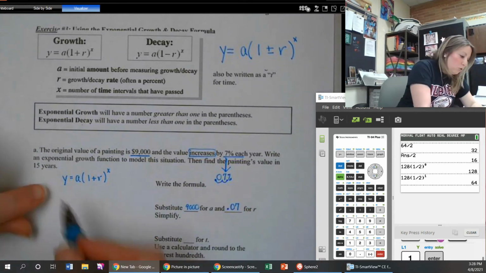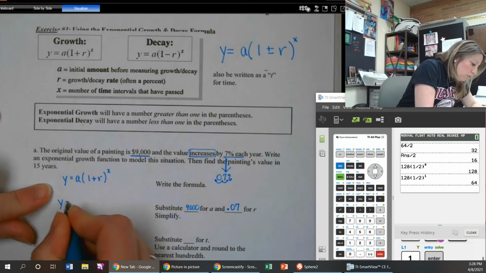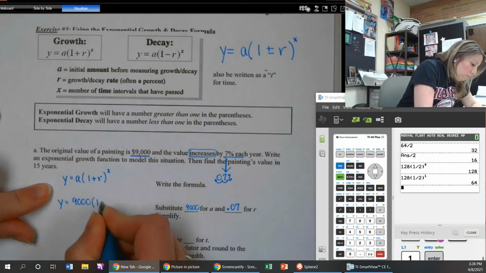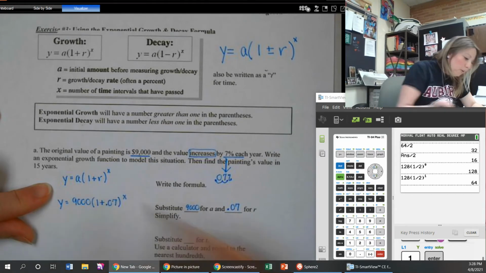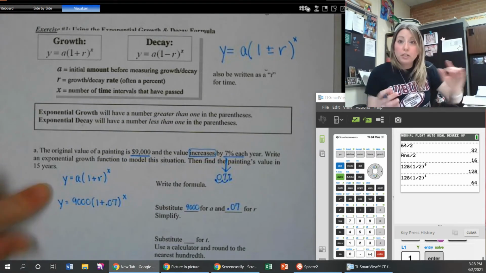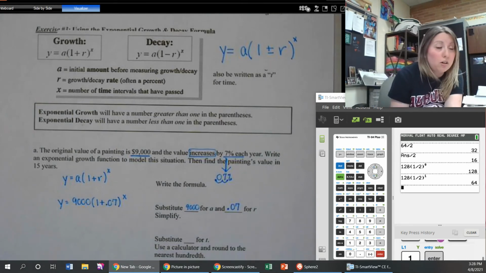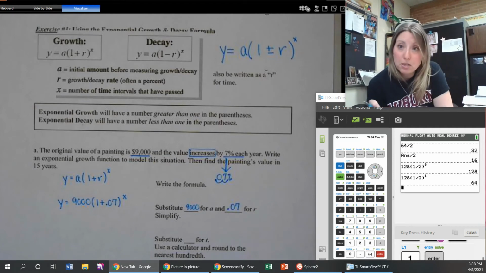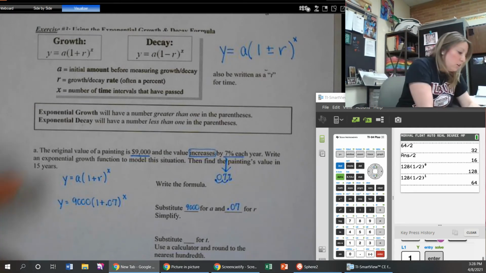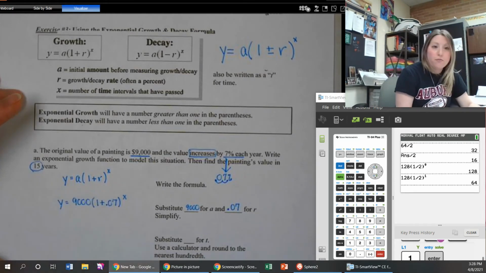So now let's substitute those in. Y equals 9,000 times 1 plus 0.07 raised to the x power. You can leave it just like that. That's the function modeling the situation. The next piece is to actually use an x value of 15.